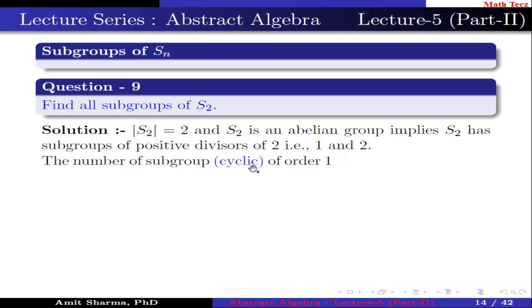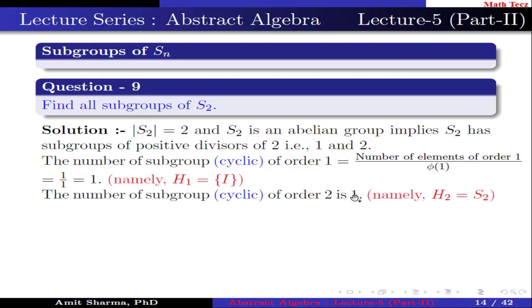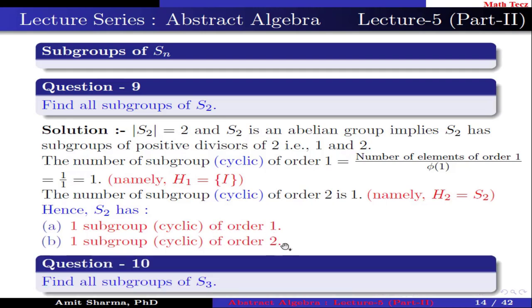The number of subgroups of order 1, which is cyclic, equals the number of elements of order 1 divided by phi of 1, which is equal to 1, and the subgroup is H1, which is equal to the identity. The number of subgroups of order 2, which is cyclic, is 1, and the subgroup is H2, which is equal to S2. Hence S2 has 1 cyclic subgroup of order 1 and 1 cyclic subgroup of order 2.